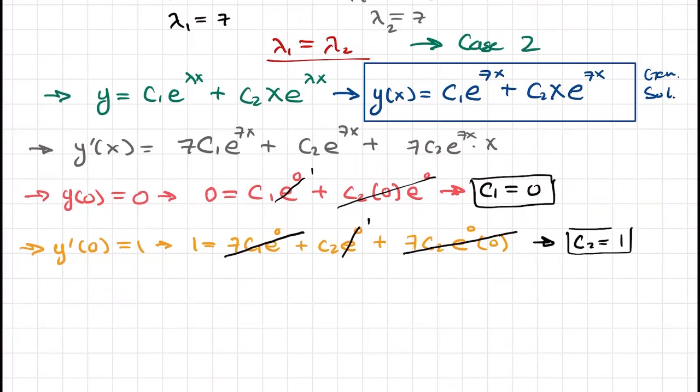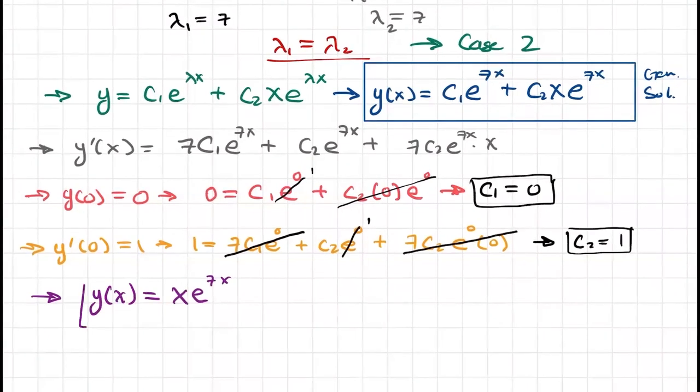So we got our constants from the initial conditions, and now we can apply that and find our final solution, our particular solution. We're going to get that y of x is equal to just x e to the 7x, because c2 is equal to 1 and c1 is equal to 0. So this is our particular solution for this problem.